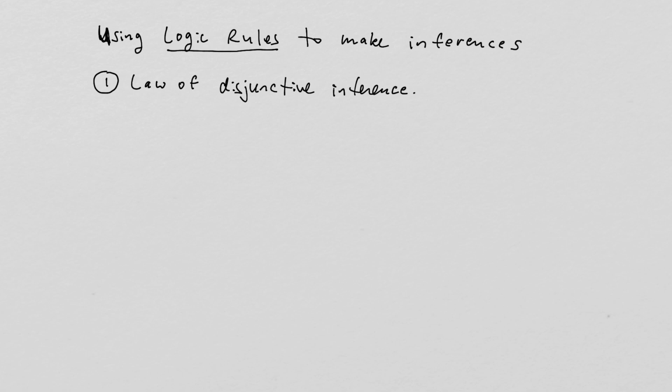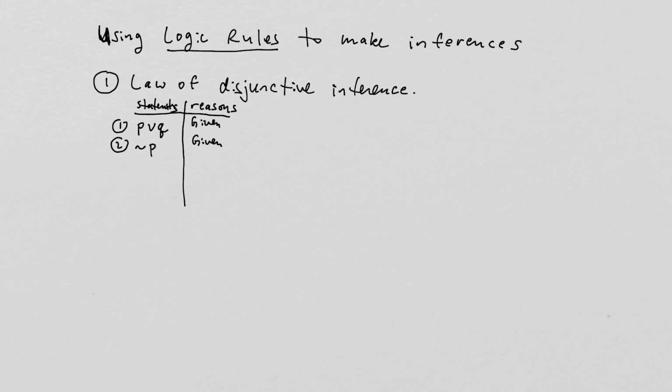And the way the law of disjunctive inference goes is that you're going to be given two pieces of information. And I'm going to organize it in a two-column chart like this, where the first column is statements and the second column is reasons. And I'm going to tell you two things, so the reasons for the first two things are going to be given. And the two things I'm telling you is that P or Q is true and that not P is true.